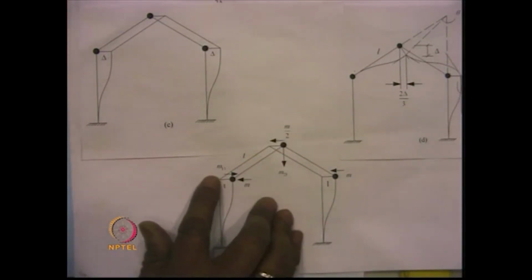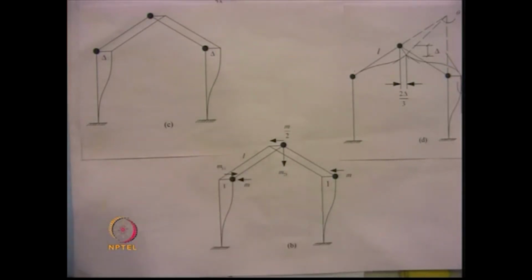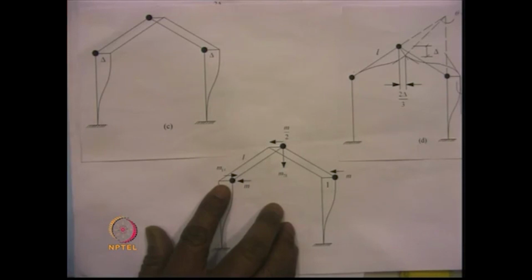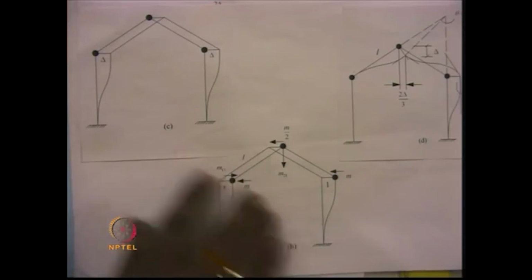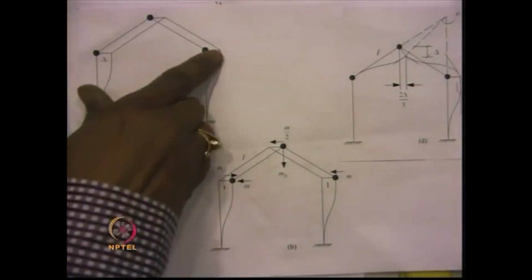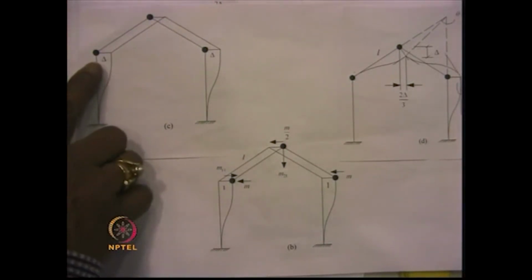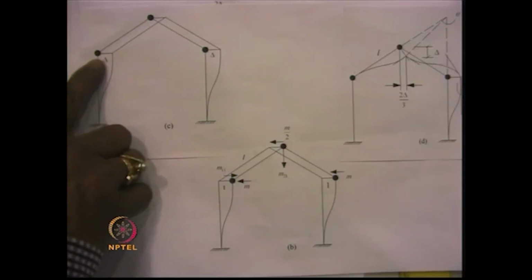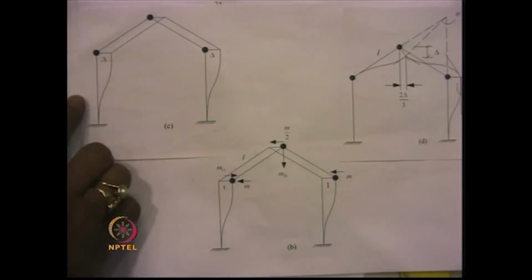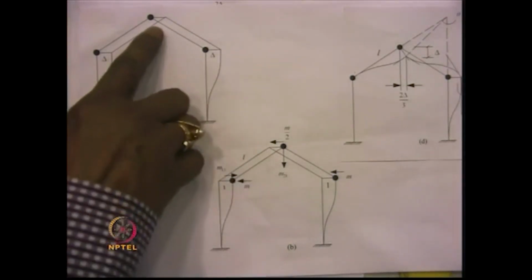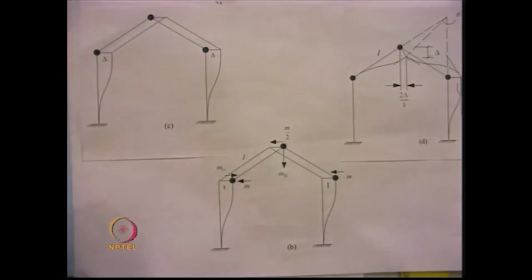Now, let us say this is m11 and this is m21. So, in order to obtain m11, we give a virtual displacement of delta over here such that no movement takes place. So, then there is a virtual displacement of delta at this point, a virtual displacement of delta at this point, and again there will be a virtual displacement delta.